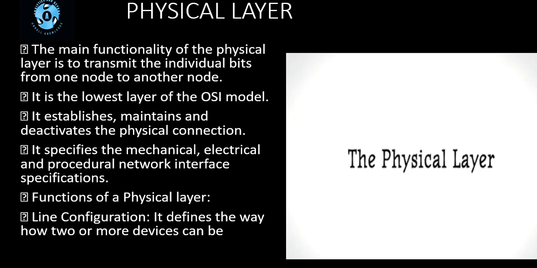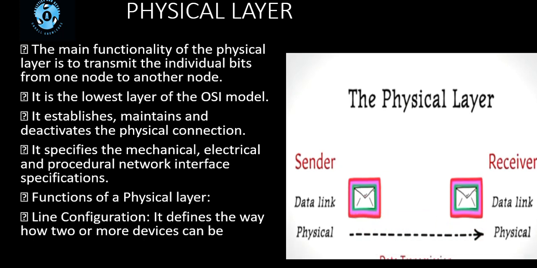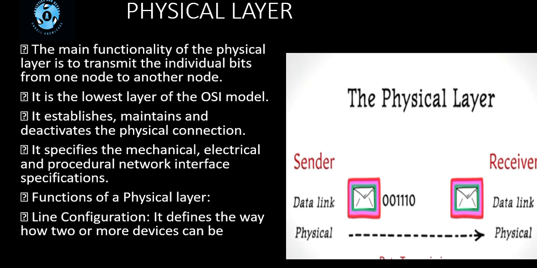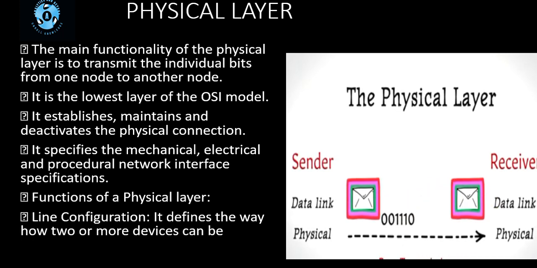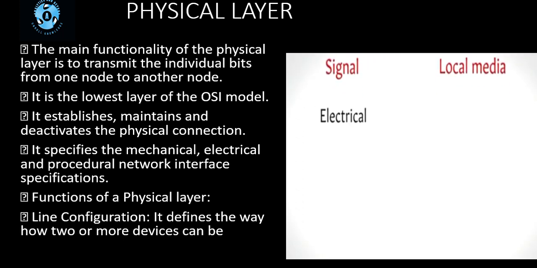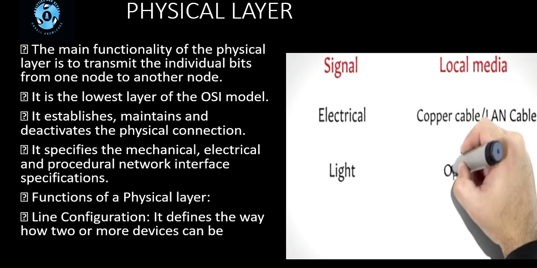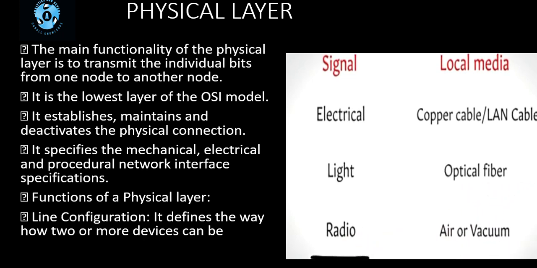So how does the physical layer work? This helps you understand. In the physical layer, if the sender sends the information, the receiver has to receive it. The information will be encoded like this, 001110, and the same information has to reach the receiver. The signal may be electrical over a copper cable or a LAN cable, or through light, which we call optical fiber. If we use radio waves, we call it air or vacuum for connecting this data.